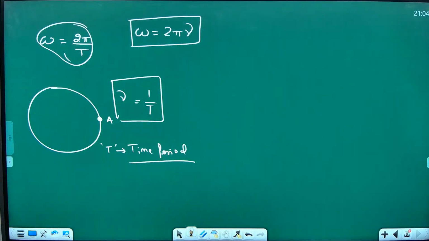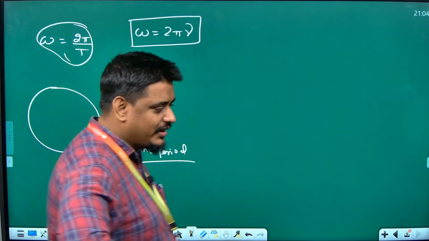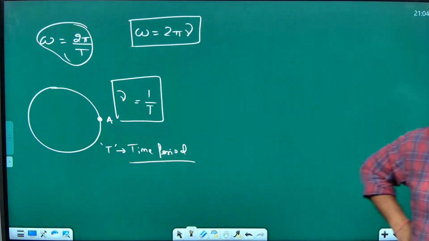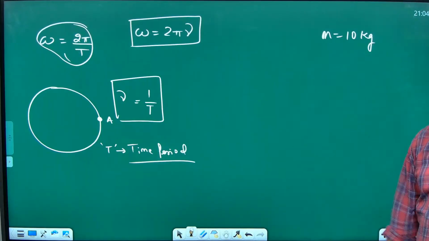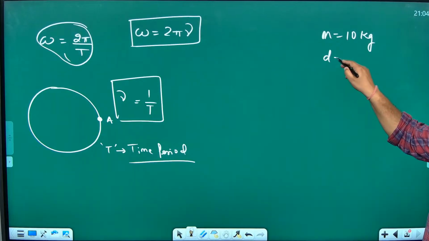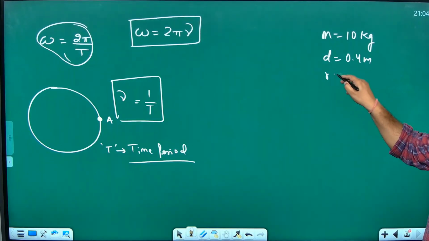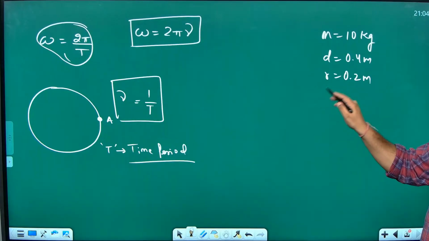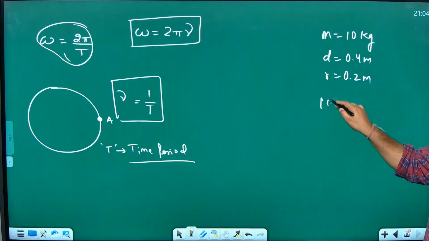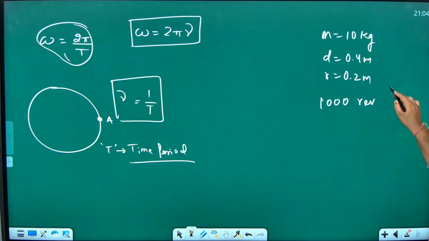This will help in this question, that's why I gave this. Got the answer? You have read the question. What is the question? A body of mass 10 kg revolves in a circle of diameter 0.4 meter. Diameter is 0.4 meter, so how much will be the radius? 0.2. Next, making 1000 revolutions per minute.